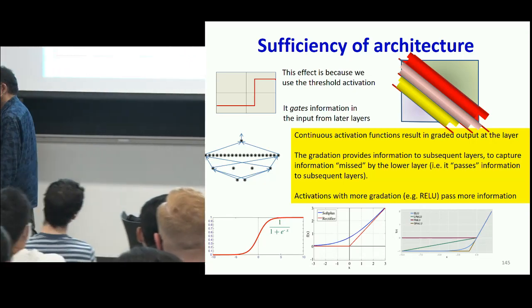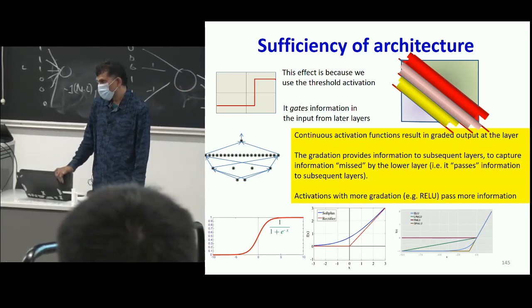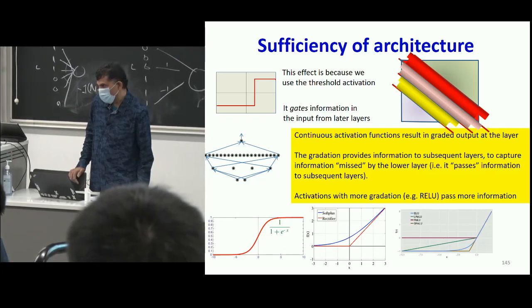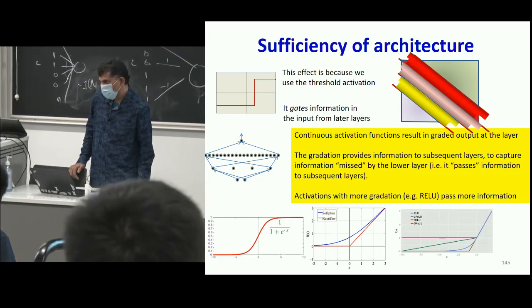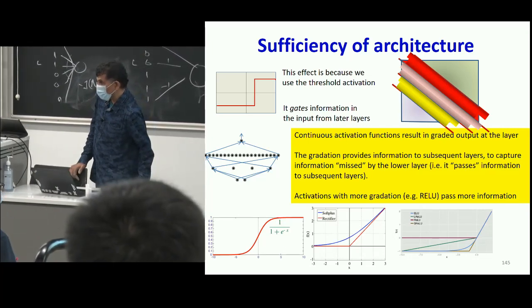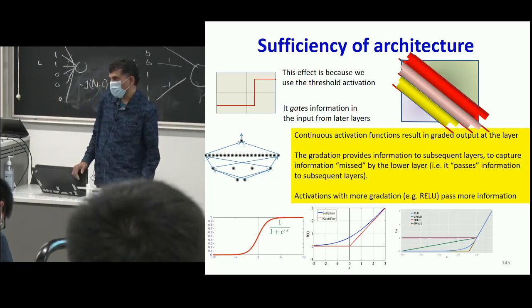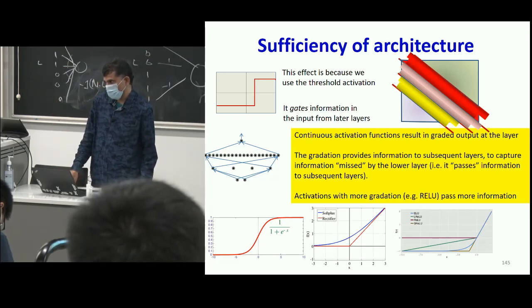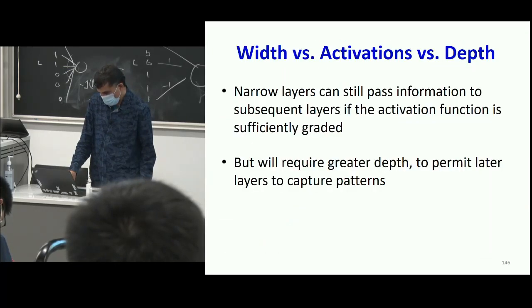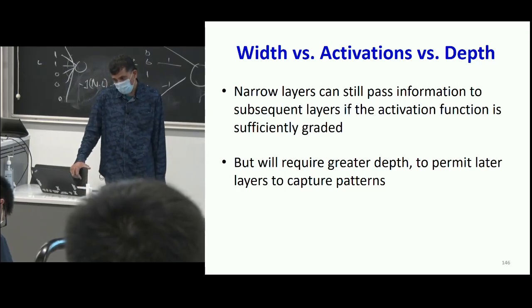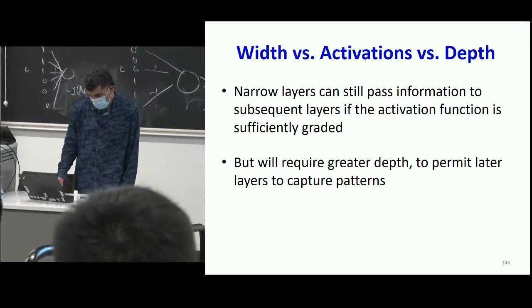Right? So yes. But then why not have ReLU on the other side also? Why have leaky ReLU or something which is not... If it's 45 degrees, right, then that's linear. Then the point of having layers vanishes, because when you have many layers of linear activations, it's like having one layer of linear activations. The only functions you can model are linear. So narrow layers can still pass information to subsequent layers if the activation function is sufficiently graded.